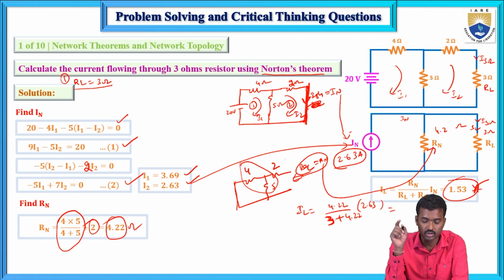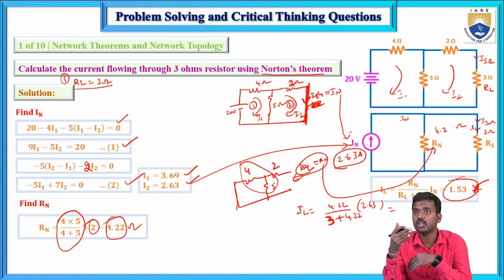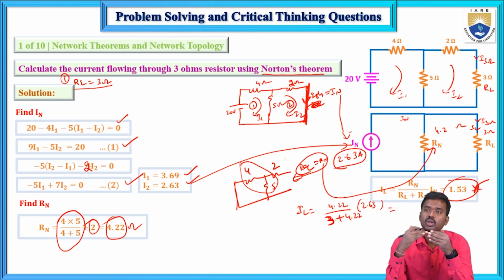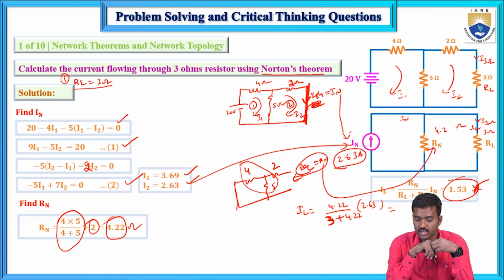Calculate the current flowing through the resistor using Norton's theorem. So first convert the given circuit into a single equivalent circuit. That single equivalent should be a current source in parallel with the resistance. Again reconnect the load resistance. That load resistance current is the current flowing through the 3 ohm resistor.